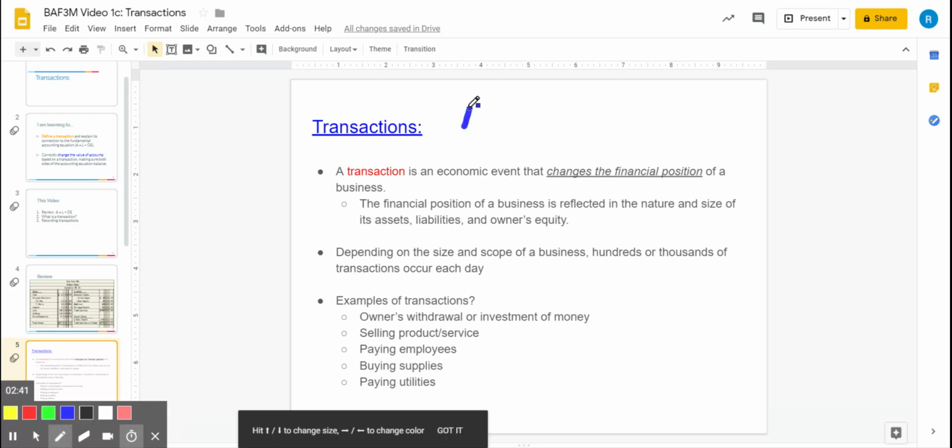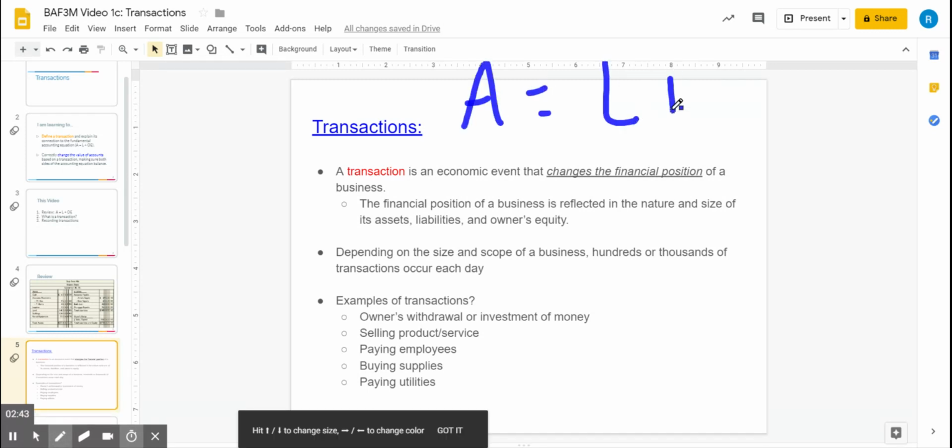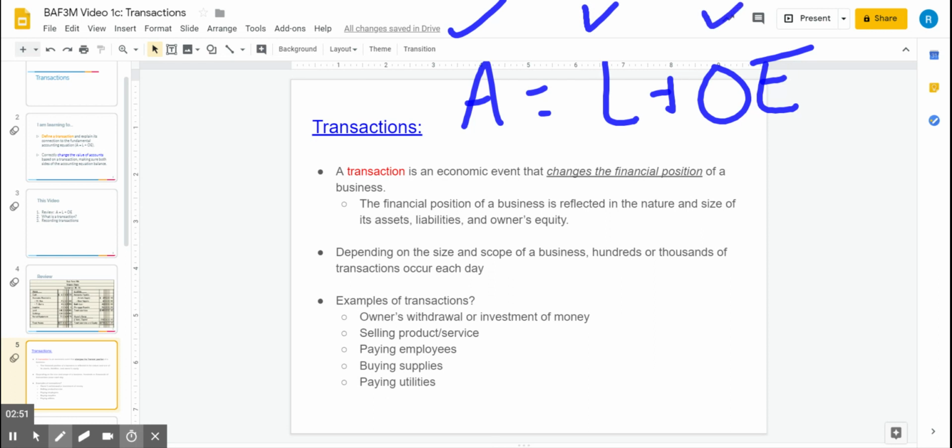This is why the balance sheet is all about the financial position of a business. So if anything happens to change our assets or our liabilities or our equity, could be multiple of these, it could just be a couple accounts within one of these categories. If anything happens that changes any of this, what we own, what we owe, what our company's worth, we call it a transaction. And you're going to see that it's super broad, right?